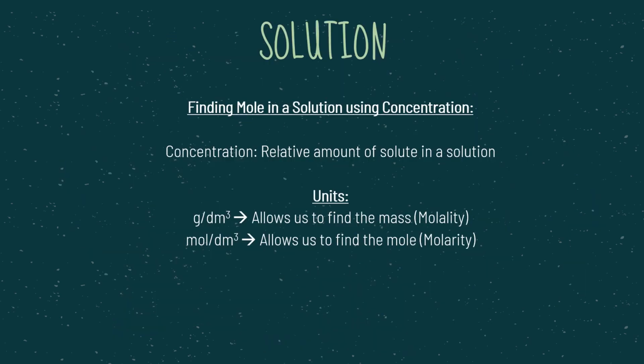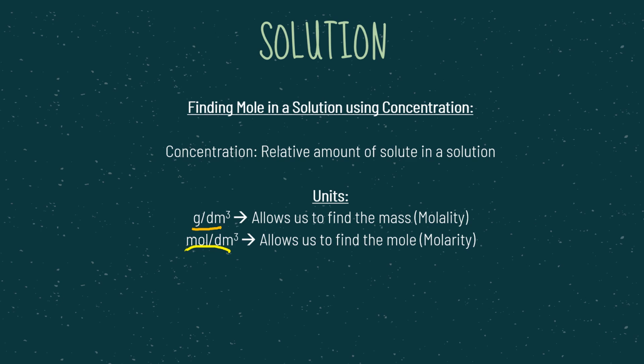Finding mole in a solution usually takes place when we know the concentration of the solution. The concentration is the relative amount of a solute in a solution. The units of concentration are usually either gram per dm cube, which allows us to find the mass, and this is known as the molality, or we're given it in terms of mole per dm cube, where it allows us to find the mole, and this is the molarity.